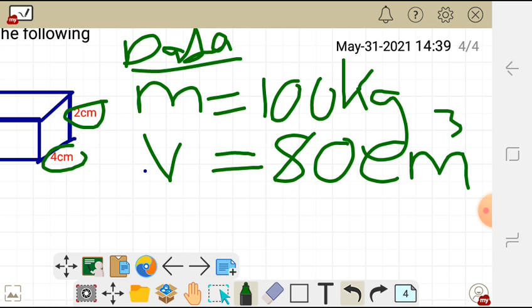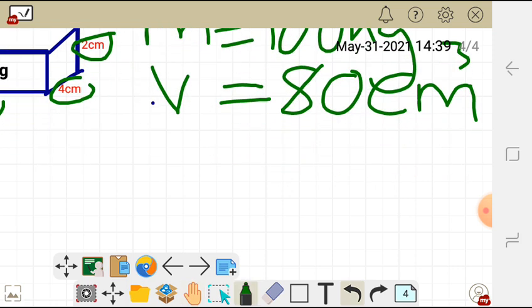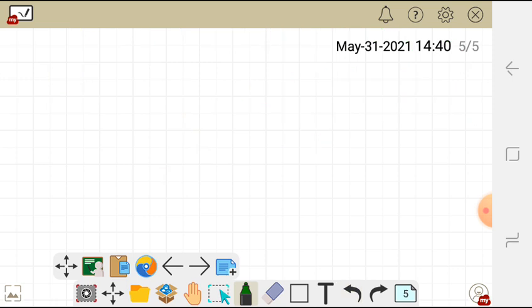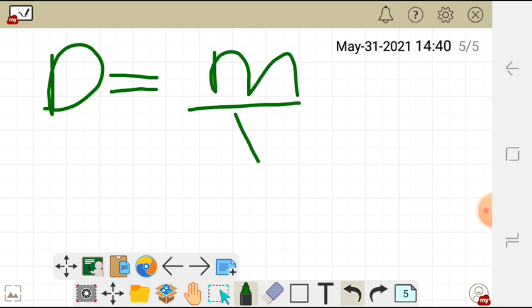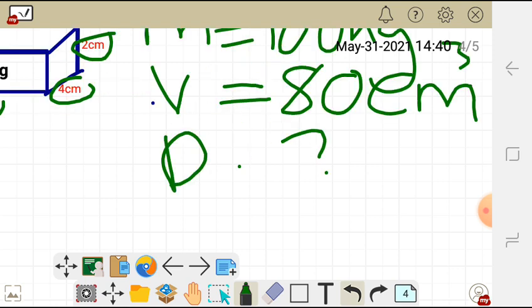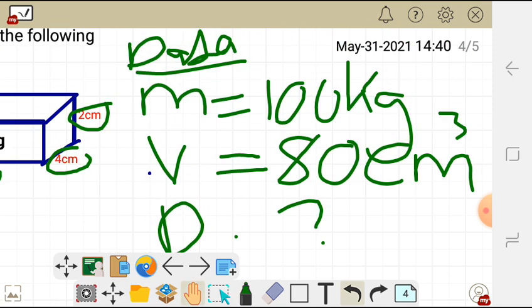That's our volume. But what's our density? The density is what we're looking for. Let's derive the formula for density. Having found that, let's now calculate density. Density is equal to mass over volume. Going back, our mass is 100 kg and our volume is 80 cubic centimeters.